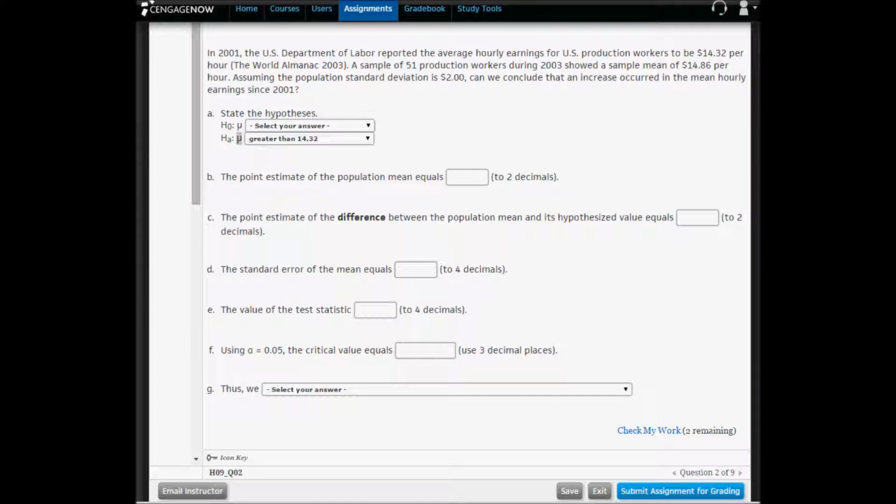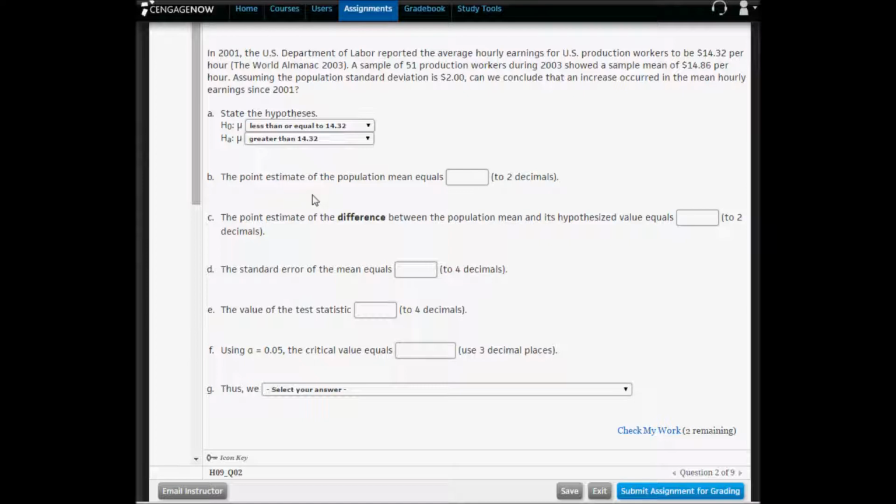Mu in the alternative hypothesis is the 2003 average, which we cannot know, which is why we took a random sample of 51 workers and asked each of them how much they were making per hour. The 14.32 is the hourly earnings average of production workers in 2001. Since the null hypothesis is the opposite of the alternative hypothesis, the null hypothesis must be less than or equal to 14.32.